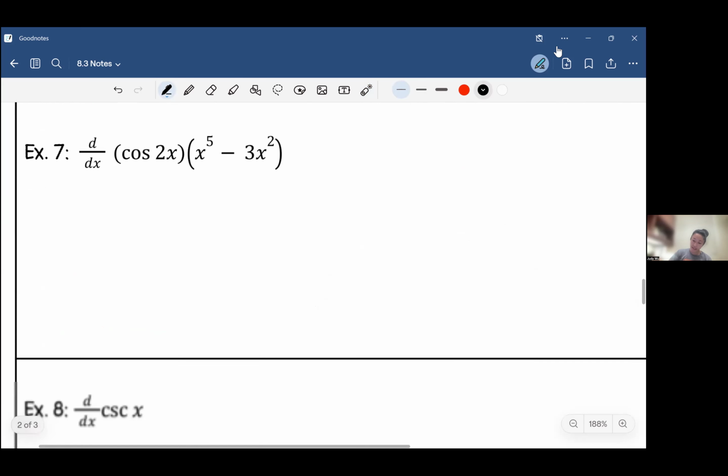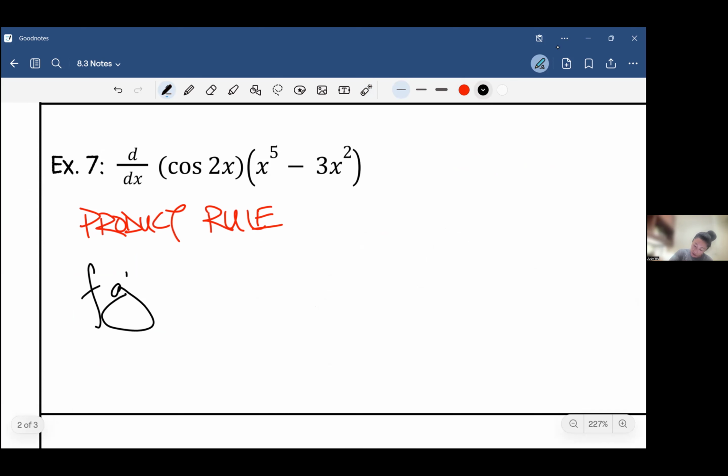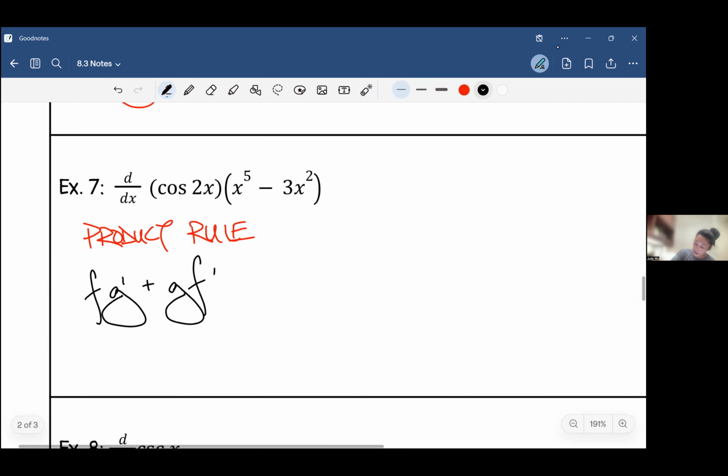All right, let's take a look at example 7 here. Now, this time I see that I don't have a quotient, but I have a product. And so I'm going to need to use our product rule. Okay. So product rule says we have fg prime plus gf prime. Okay. So let's set up for our product rule.